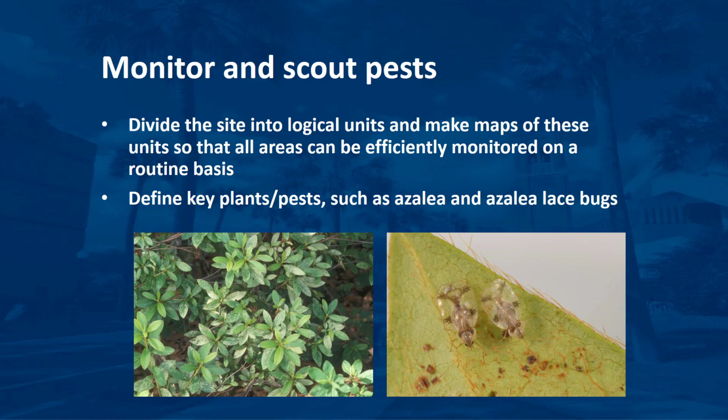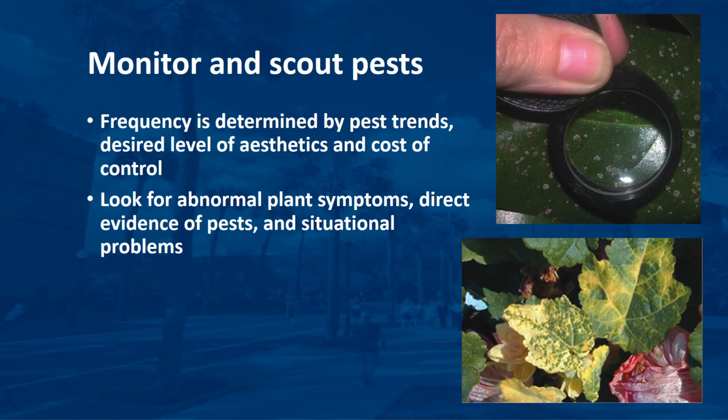Communicate pest and plant species information clearly and consistently to those responsible for acting on that information. Define key plants and pests, such as azalea and azalea lacebugs, with your clients. Both the client and the manager must agree on those plants that are key plants for purposes of routine scouting. The frequency of monitoring is determined by pest trends, desired level of aesthetics, and the cost of pest control. During periods when turf grass and landscape plants are actively growing or pests are active, you may have to monitor more often. When lawns and other plants are dormant or growth is slow, scouting may be less frequent.